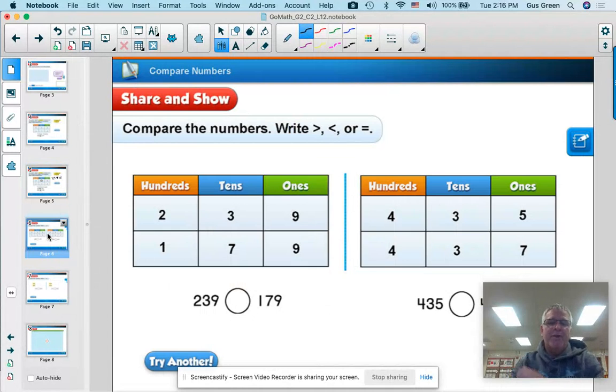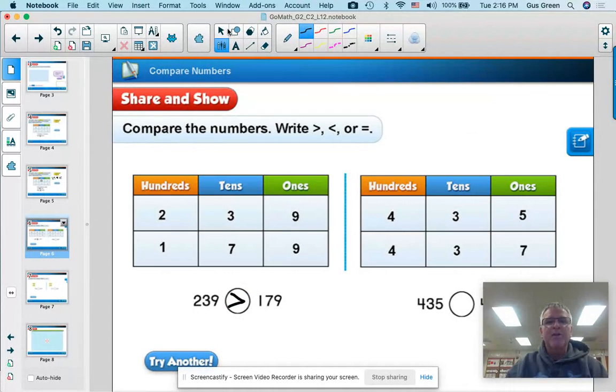All right, now let's look at another one. Let's compare 239 with 179. Start in the hundreds. 2 is greater than 1. So any number in the 200s is going to be greater than any number in the 100s. So we'll use the greater than sign.